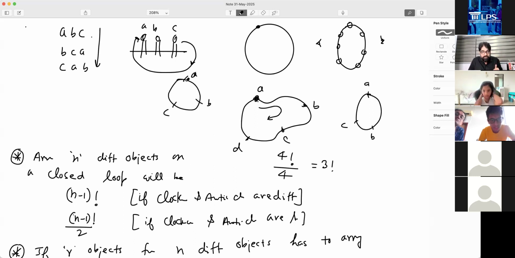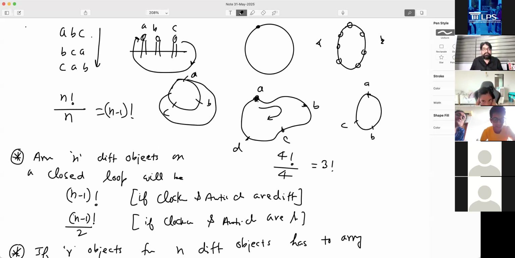Now, if A moves and comes here, it will remain the same, only A, B, C, C. Understand my point? So this order arrangement will be missing. How many order arrangements will there be, whatever the number of objects being arranged? So n factorial is the total arrangement. In that, n number of order arrangements are there, so divide by n. So that will come to n minus 1 factorial.